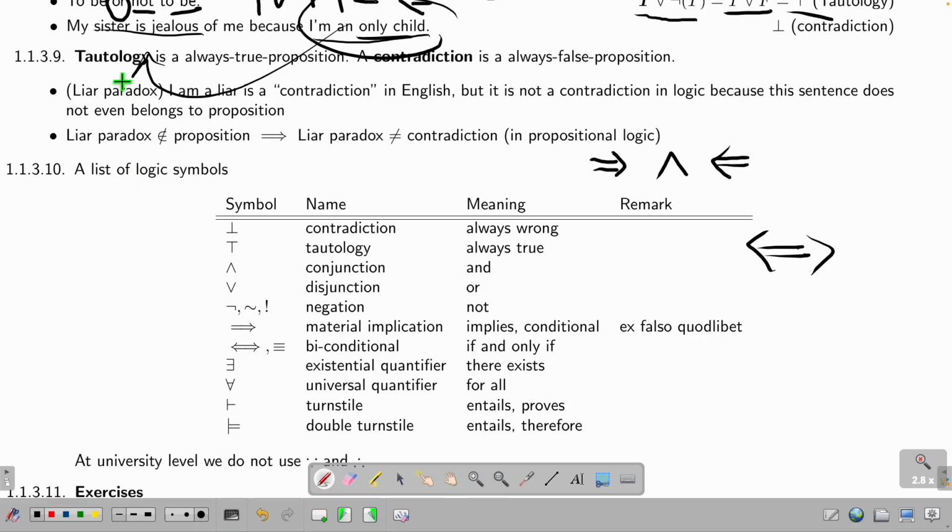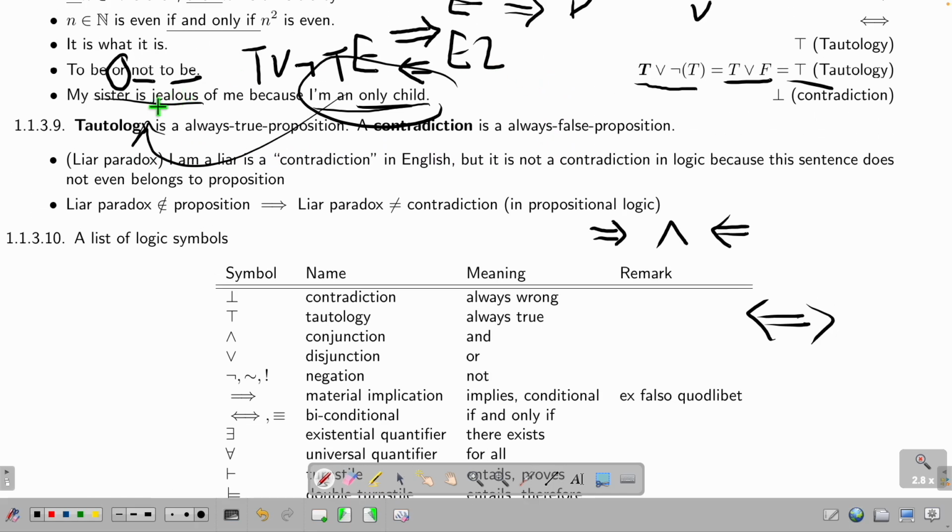A tautology is no matter how you declare it or how you consider it, it's always true. A contradiction is the total opposite. It's always false. You can think of it as tautology is 1 and contradiction is always 0. Tautology is like 1 in mathematics, and contradiction is like 0 in mathematics.